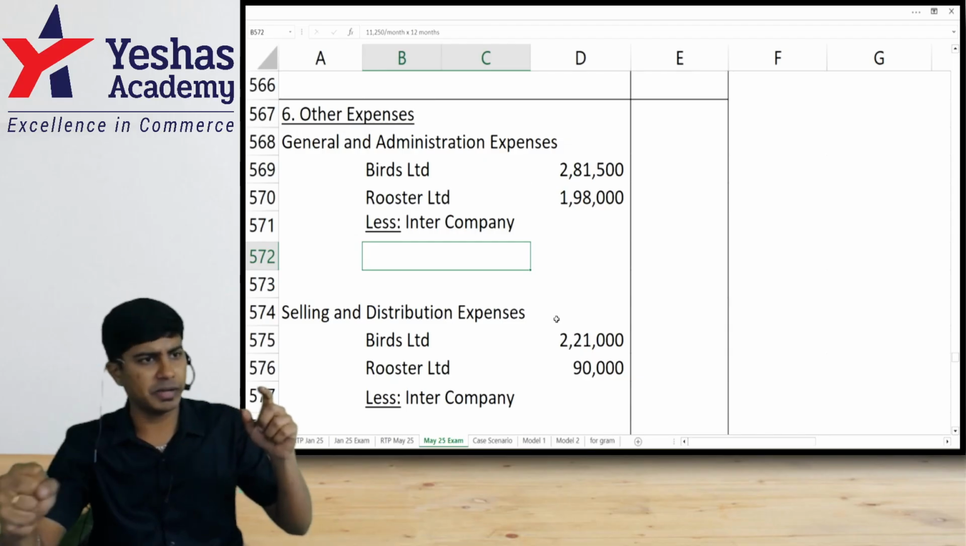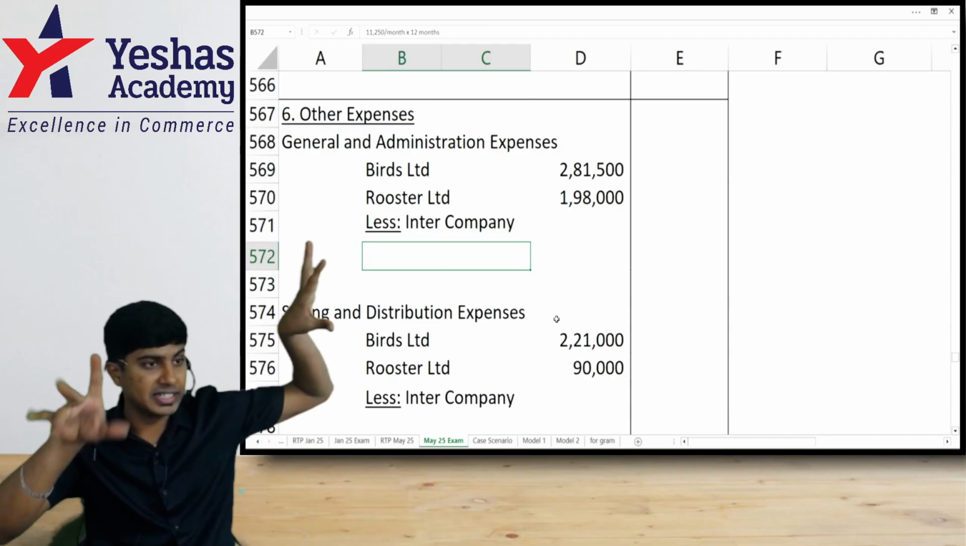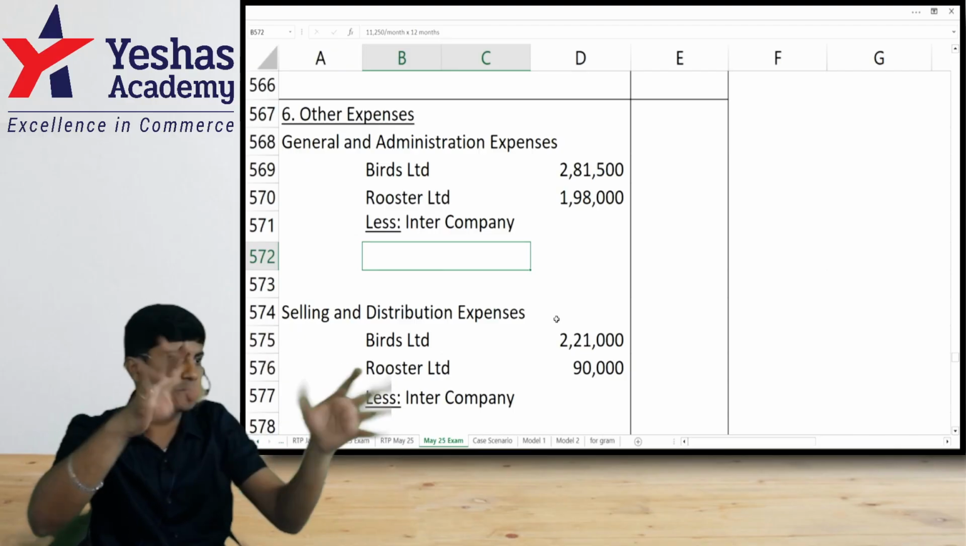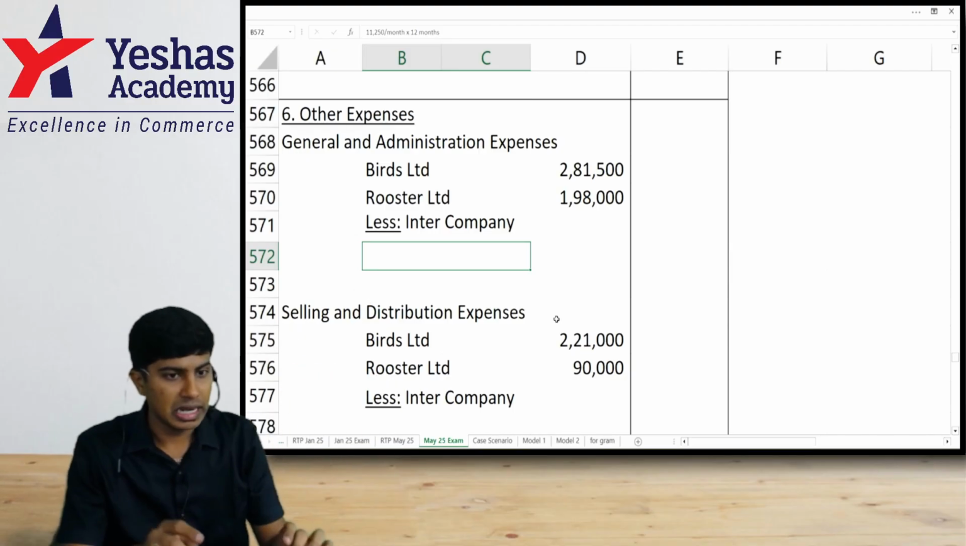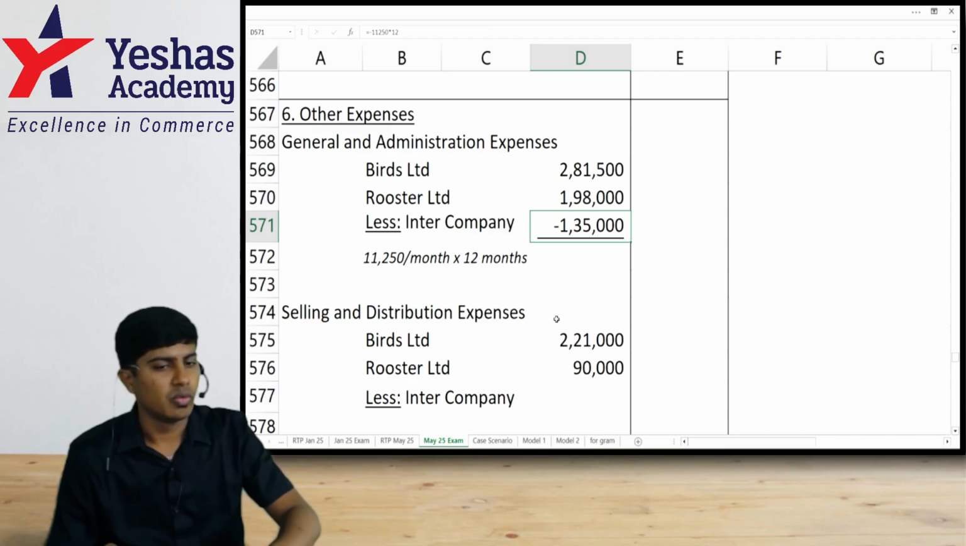Subsidiary has booked it as expense. Holding company has booked it as income. When you see them as two separate entities, subsidiary expense, holding income. When you consolidate them into one, no expense, no income. Eliminate from expense, eliminate it from income. 11,250 per month for 12 months. 1,35,000 will be eliminated from expense of subsidiary.